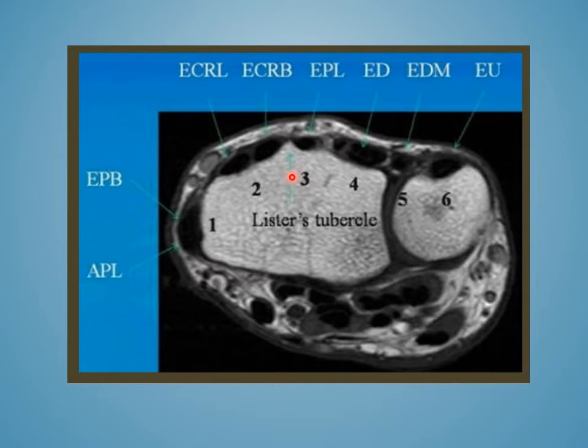Here is another demonstration for our landmark, which is the Lister's tubercle. So this is the third compartment, extensor pollicis longus. The second compartment, extensor carpi radialis longus and brevis. Then the first compartment containing the abductor pollicis longus and the extensor pollicis brevis. Then medial to the third compartment is the fourth compartment, which contains the extensor digitorum, and the fifth containing the extensor digiti minimi, and the sixth containing the extensor carpi ulnaris.